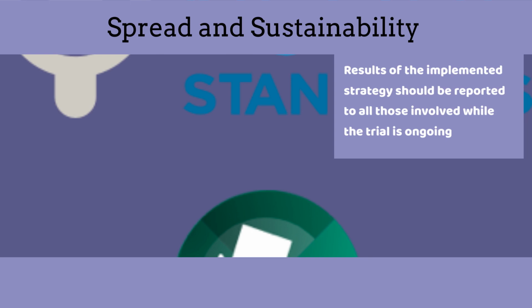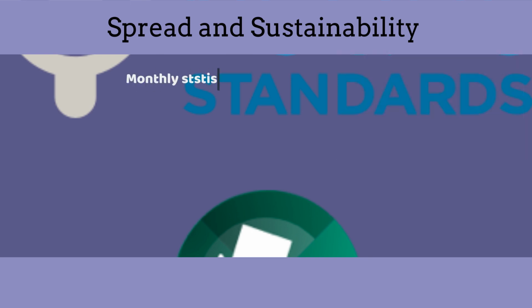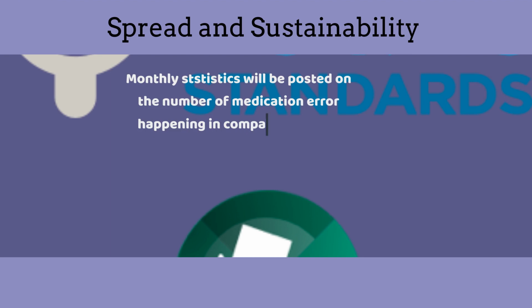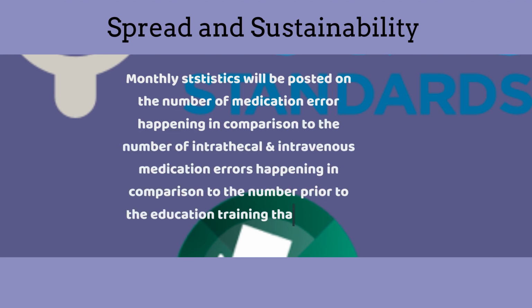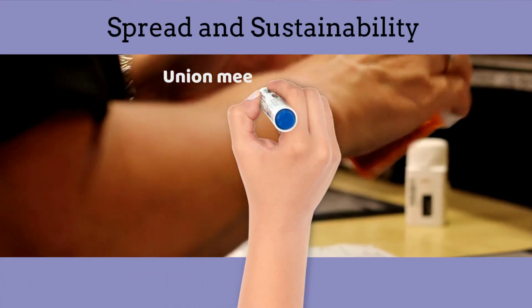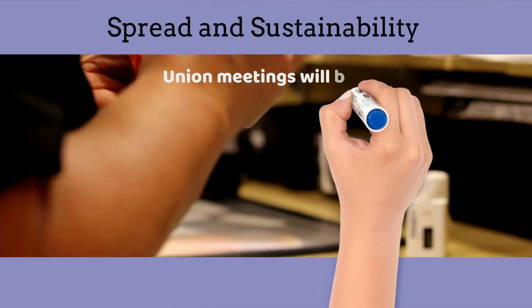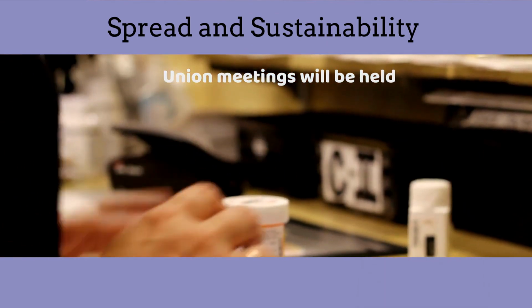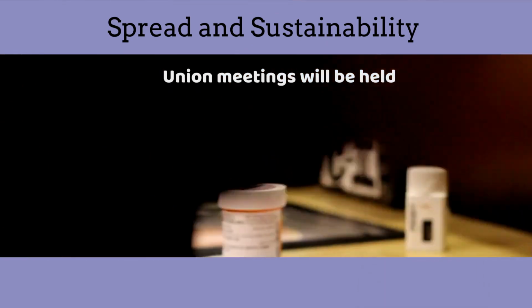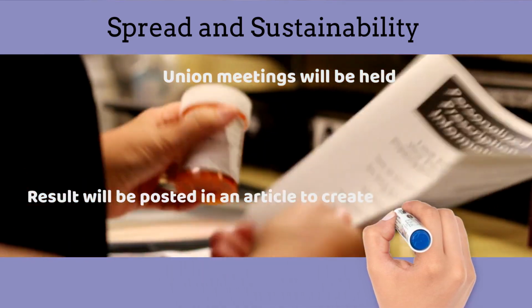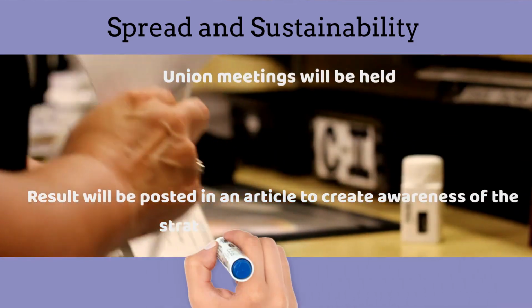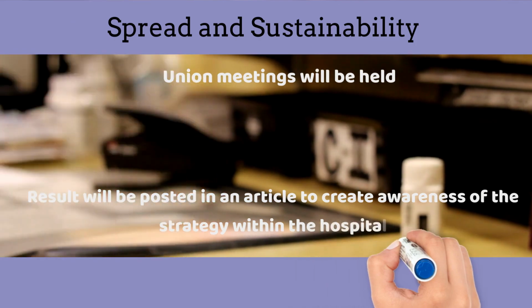While the trial is ongoing, monthly statistics will be posted out on the number of intrathecal and intravenous medication errors happening in comparison to the numbers prior to the education that all staff underwent. Unit meetings will be held to discuss the results and make any adjustments to the intervention when necessary. Once the trial is complete, the results will be posted in an article to create awareness of the effectiveness of the strategy within the hospital.